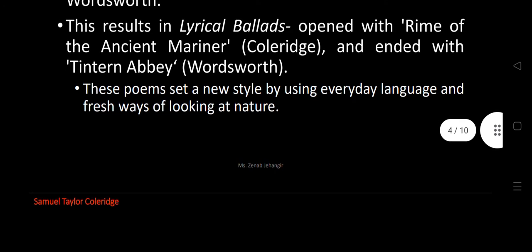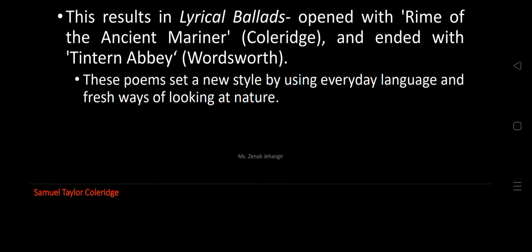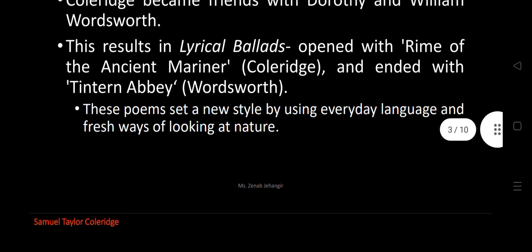Don't confuse it with anything else. These poems set a new style by using everyday language and fresh ways of looking at nature. So nature is a very important theme in romantic poetry, and I have already discussed the themes of romantic poetry and Wordsworth's theory of poetry. Romantic poetry is also known as the poetry of revolt, because it revolts against its previous age, the neoclassical. How Wordsworth's treatment of nature is different from Coleridge's is a very important aspect to discuss.